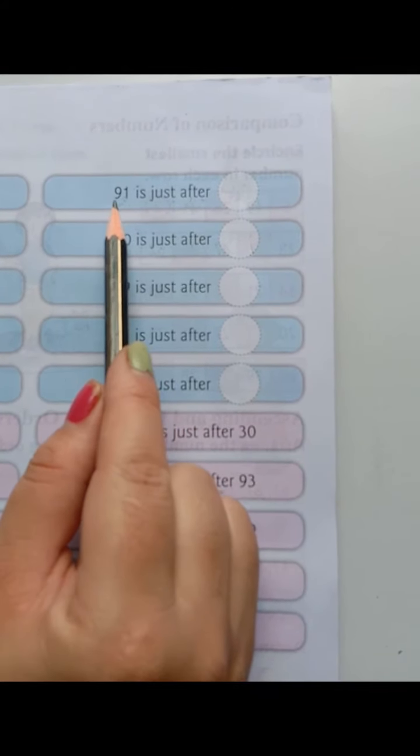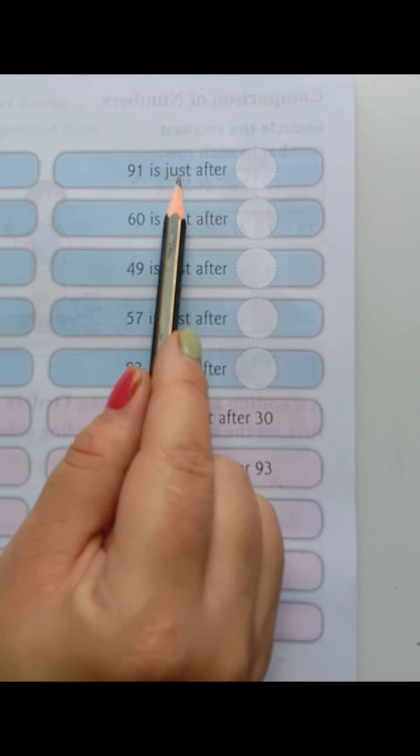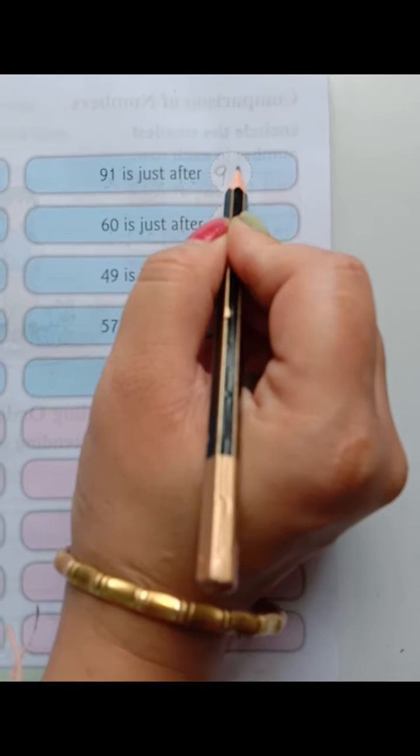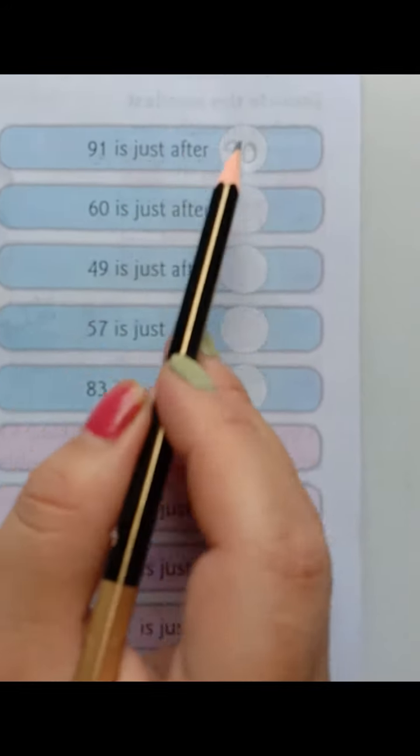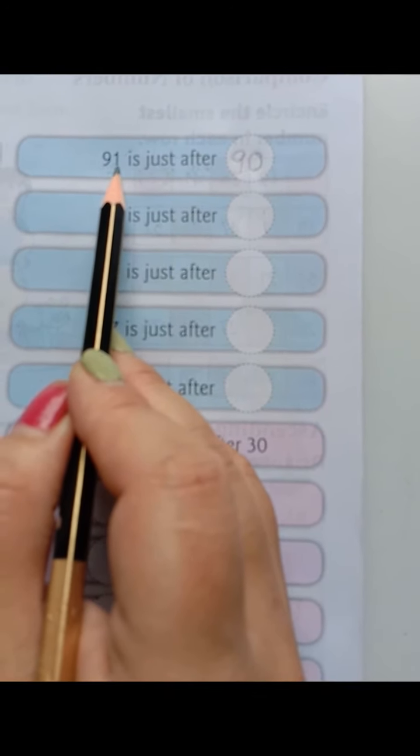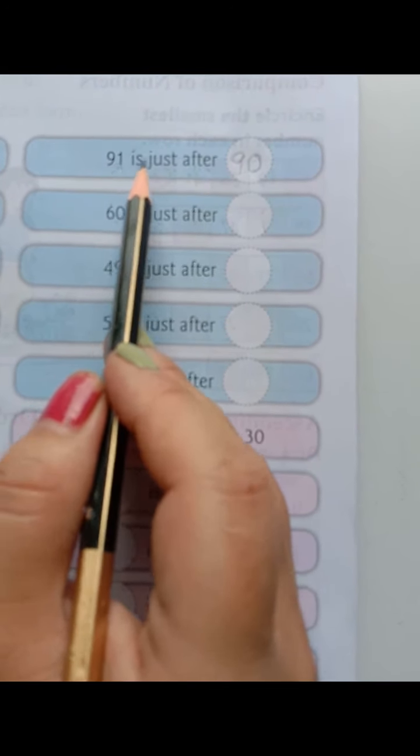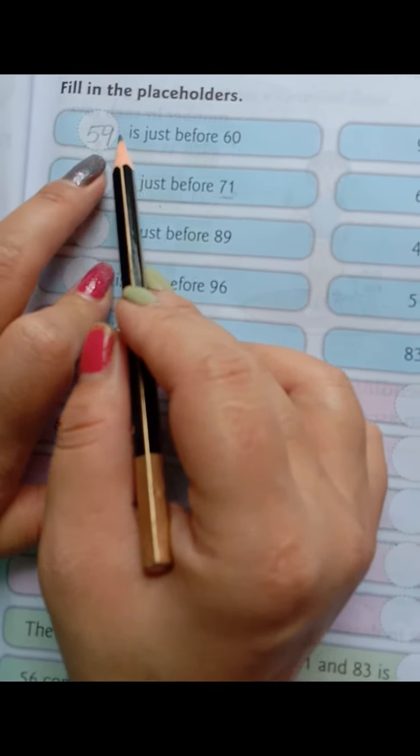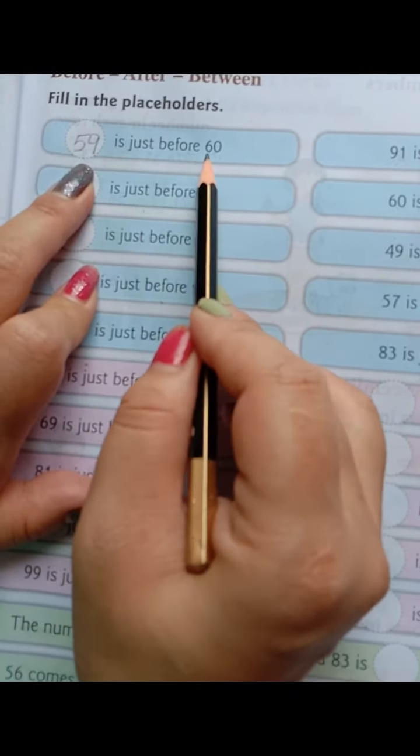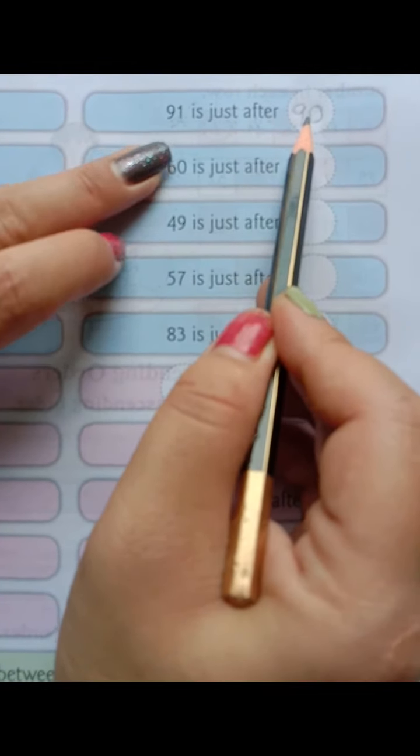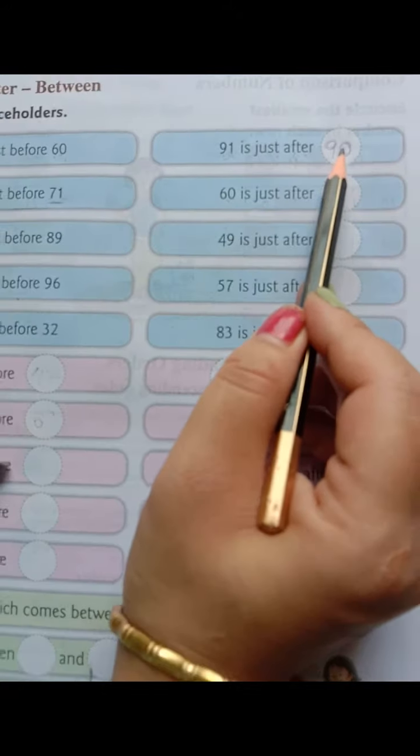Look at here, your next row. 91 is just after 90. Okay, so your 90 is just before 91. It's just a similar kind of section, before number. 59 is just before 60 and 90 is just before 91. Both are before numbers.